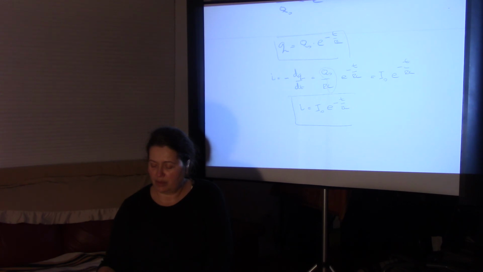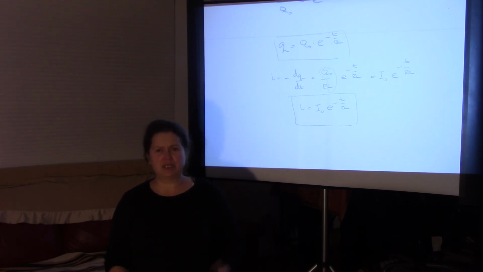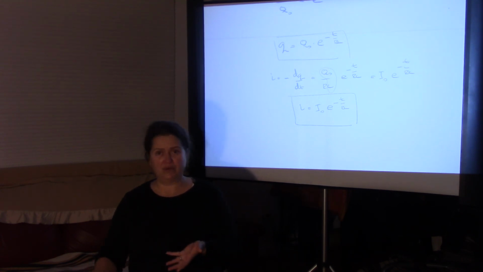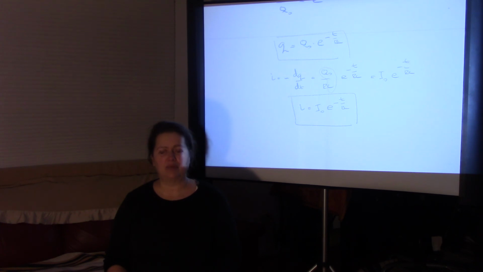If we want to summarize what we just derived, the charge and the intensity in an RC circuit are decaying exponentially, and the capacitor is behaving like a battery. I hope you can take these two concepts, the decaying of the charge and the current in an RC circuit as the capacitor is discharging, and the fact that the capacitor is behaving as a battery.